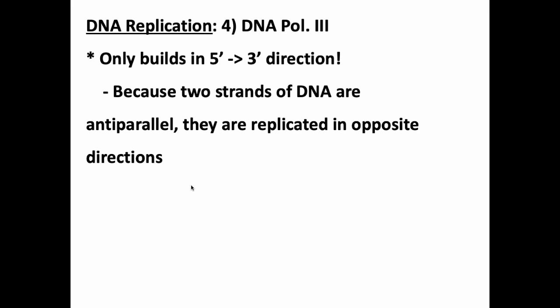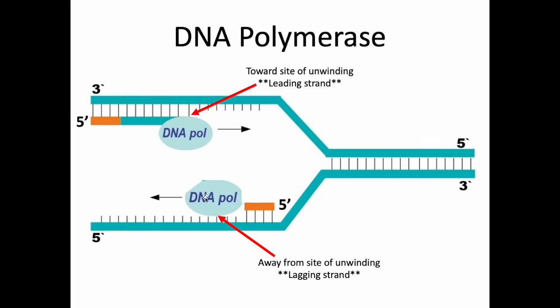So, because the two strands of DNA are anti-parallel, as defined at the end of the last recorded lecture, they are replicated in opposite directions. This means we have two different directions of replication, and we've got two different names for these directions. So this DNA polymerase is building, if we follow the arrow here, 5 prime to 3 prime toward the site of unwinding. Now, DNA helicase and topoisomerase are not shown here, but we know that they're here. We know that this double helix is still being unzipped.